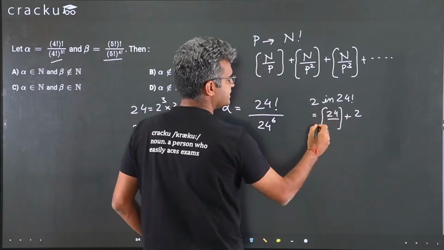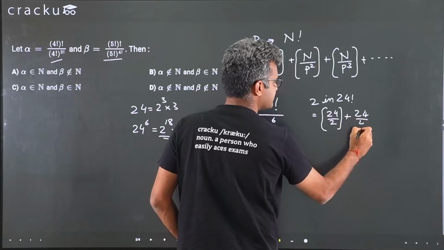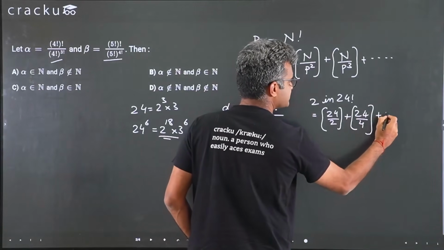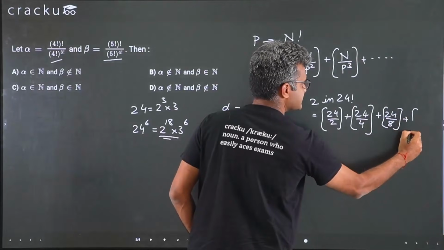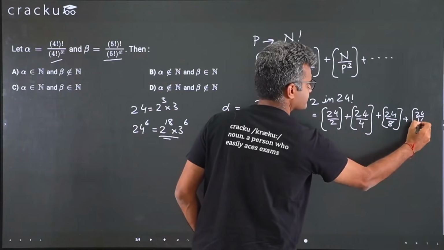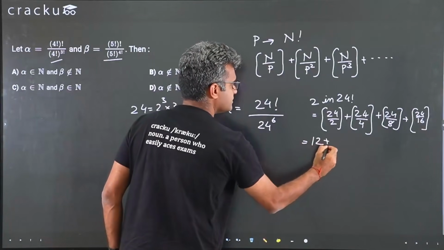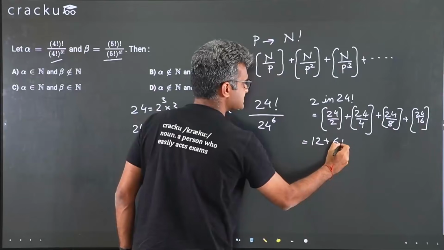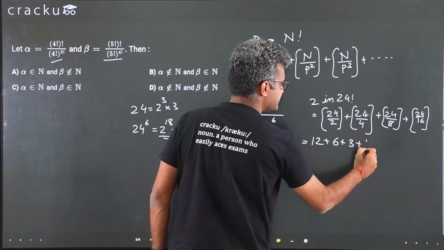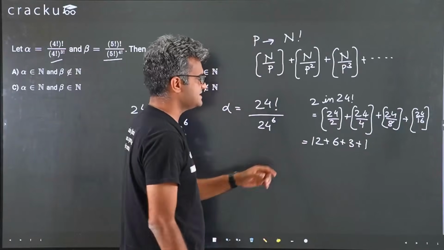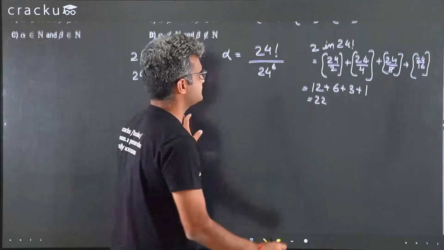The highest power of 2 in 24 factorial is 24 divided by 2, take the integer part out, plus 24 by 4, plus 24 by 8, plus 24 by 16. 24 by 2 is 12, plus 24 by 4 is 6, plus 24 by 8 is 3, plus 24 by 16, the integer part is 1. This is equal to 22.